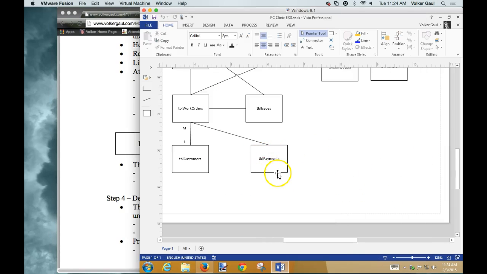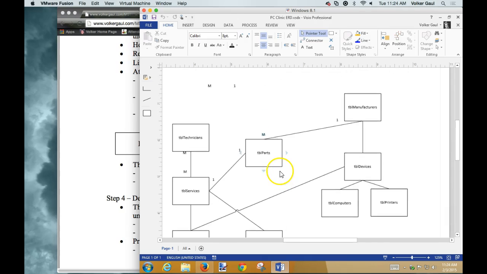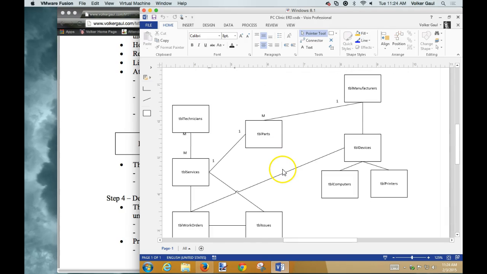So let's go back to this diagram here and figure out, assuming that these are all direct relationships, and I got the feeling they are, let's figure out some of these and also double check our work from last time.